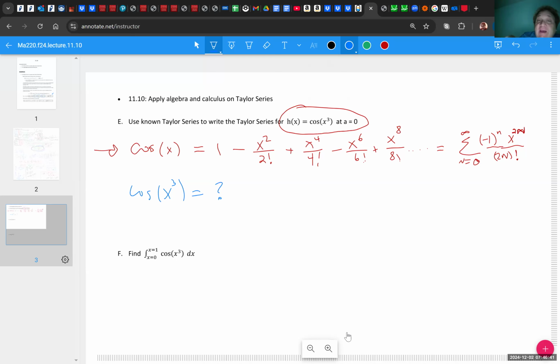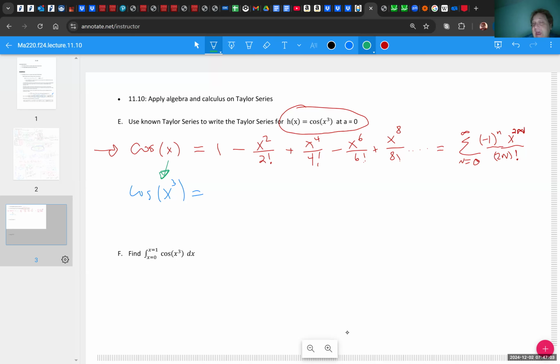So whatever we do to one side, we can do to the other side. Like if I add 7 to one side, I add 7 to the other side, it's still an equation, it still equals. If I substitute x equals 4 on one side, I can substitute x equals 4 on the other side, it's still equal because it's an equation. Well, I don't want to substitute x equals 4. I want x to be x cubed, right? I literally want to change x to x cubed.